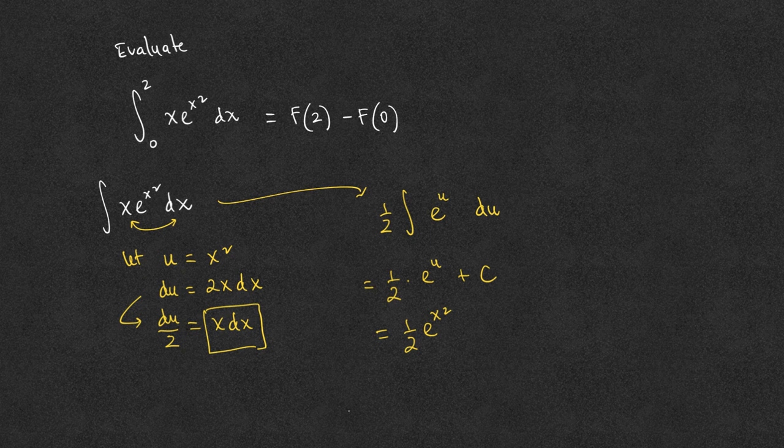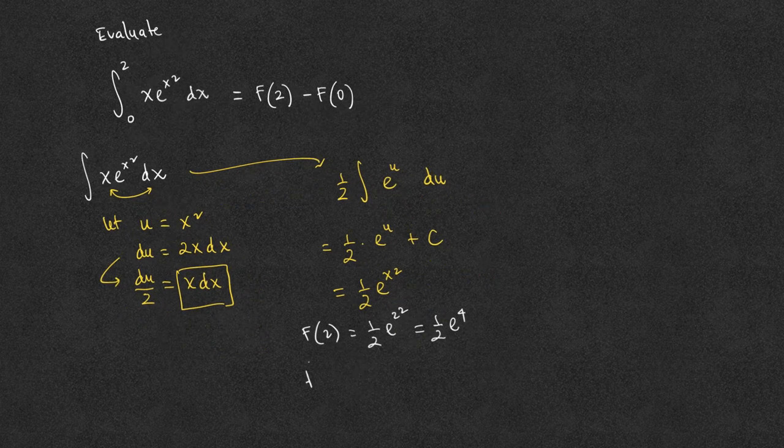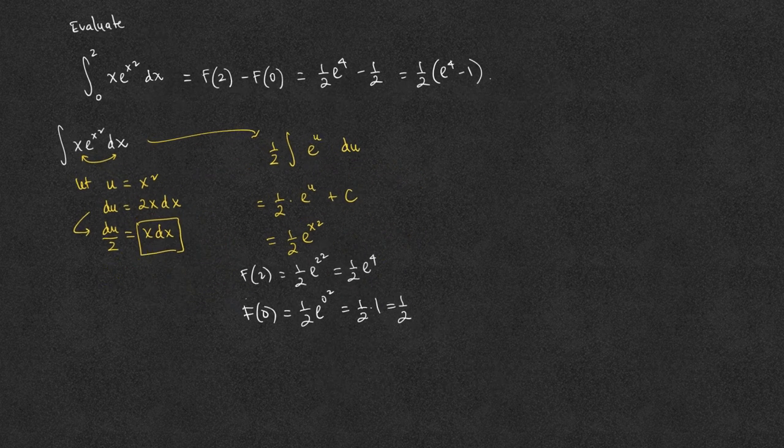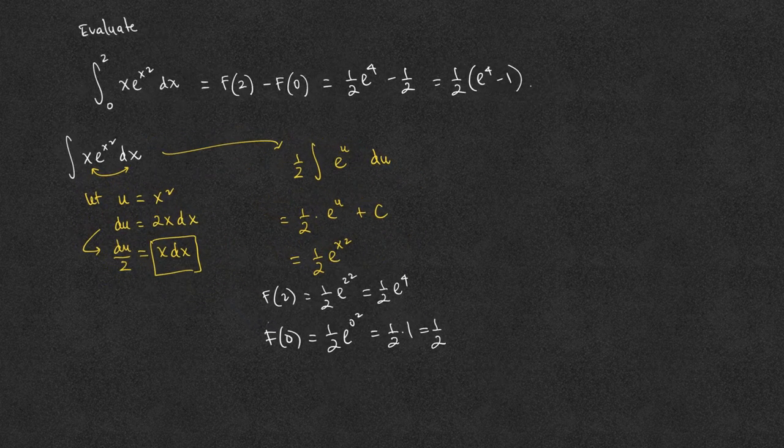F of 2 is therefore 1/2 of e to the 2 squared, which is 1/2 e to the 4th, and F of 0 is 1/2 of e to the 0 squared, which is 1/2 times 1, which is 1/2. And so we see that the answer is 1/2 e to the 4th minus 1/2, or simply 1/2 times e to the 4th minus 1.